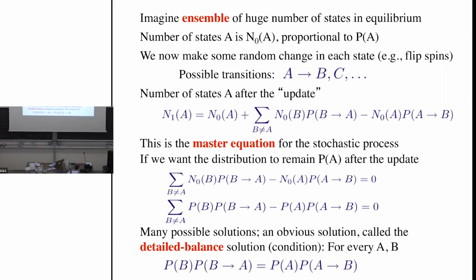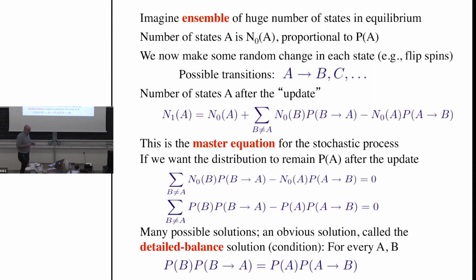And that means that this sum is not just satisfied as a whole, but each individual term satisfies the condition. So for any A and B, this should be true. Then of course it's true for the sum as well. So if we have a stochastic process with that probability, we say that it's detailed balanced.